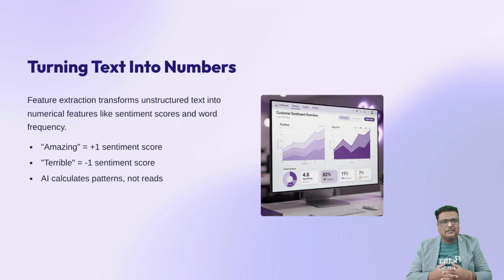You might have seen this in your own email spam filter. It's looking for features like the frequency of the word winner or free money. It's not reading your mail, it's counting the features that suggest it's junk.